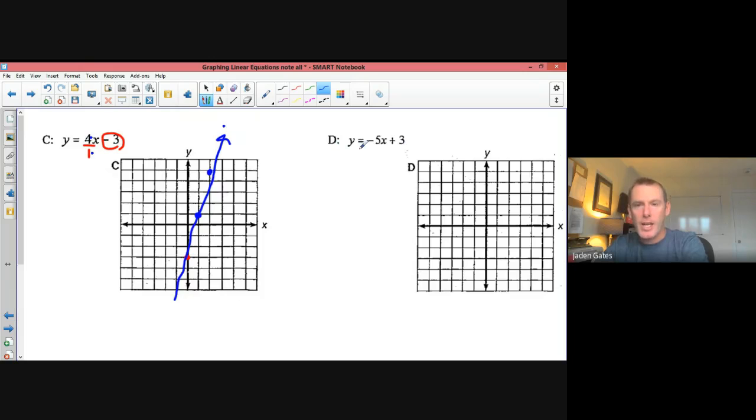All right, D, y equals -5x plus 3. Again, I'm going to change this slope to a fraction by just taking -5 and dividing by 1.